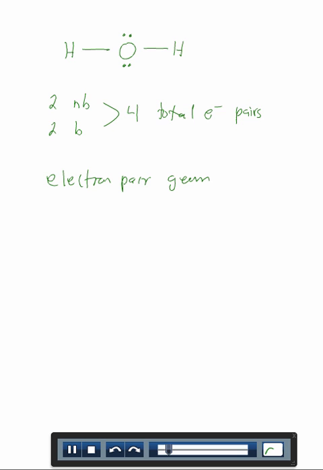And so with 4 total electron pairs, the electron pair geometry around the oxygen would be tetrahedral. Those 4 electron pairs get the farthest away from each other by assuming a tetrahedral geometry.